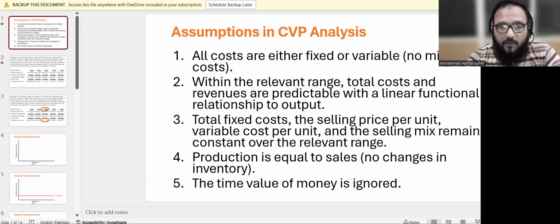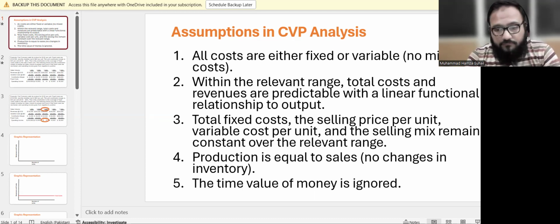Like if we talk about the total costs being fixed, this doesn't mean that the variable cost is not existing over here. This means that the variable cost per unit, which is defined, will not change, and the total fixed cost will also not change. Likewise, the selling price will also not change. Now, how is this possible?